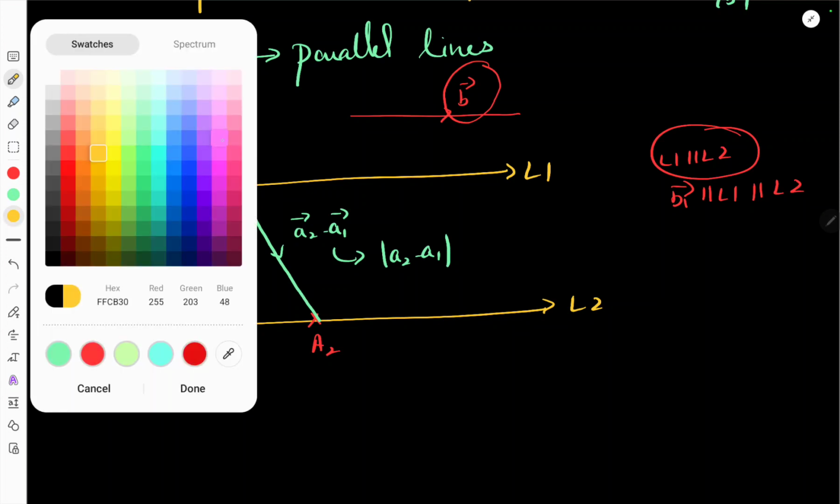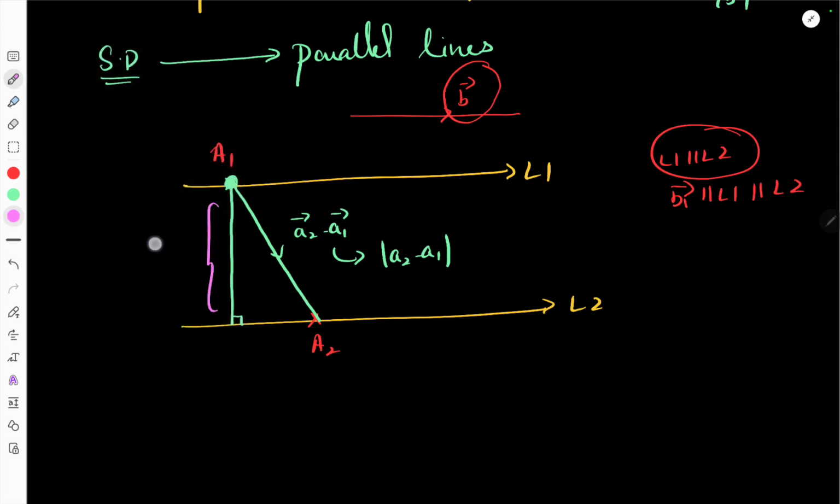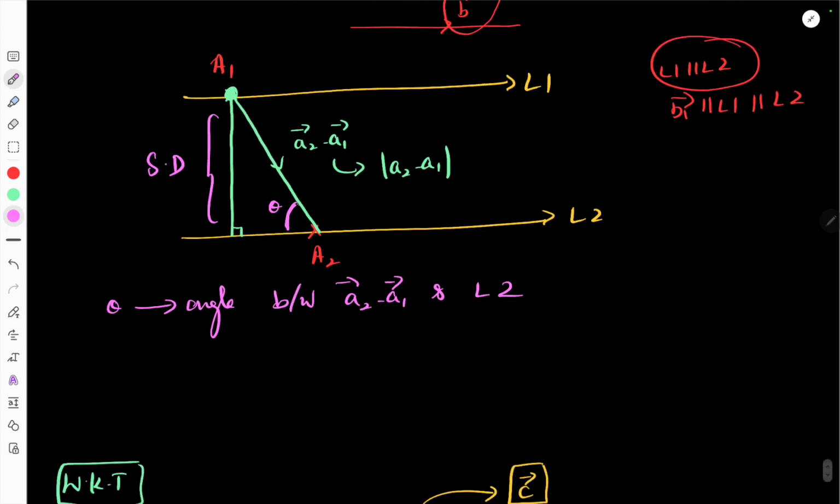This is my shortest distance we have. This is the shortest distance. So now it makes some angle theta. See here, theta is the angle between the A2 minus A1 vector and line 2. So this is the theta we have.